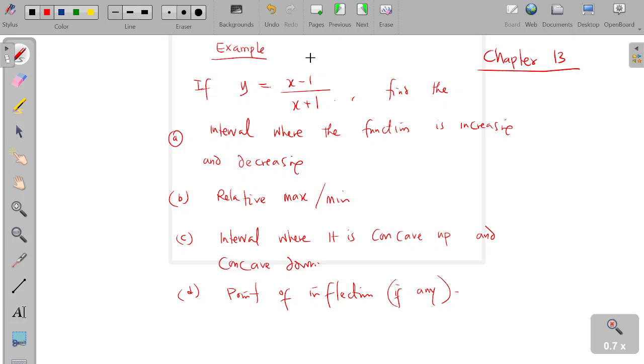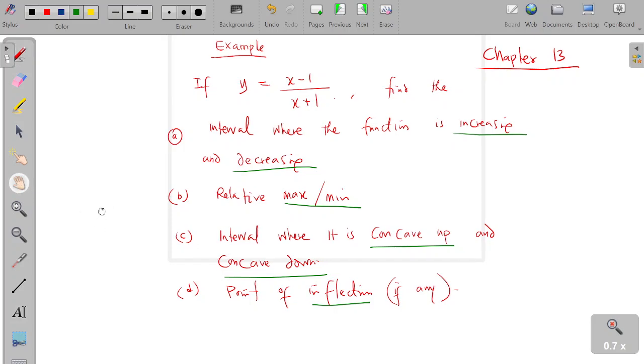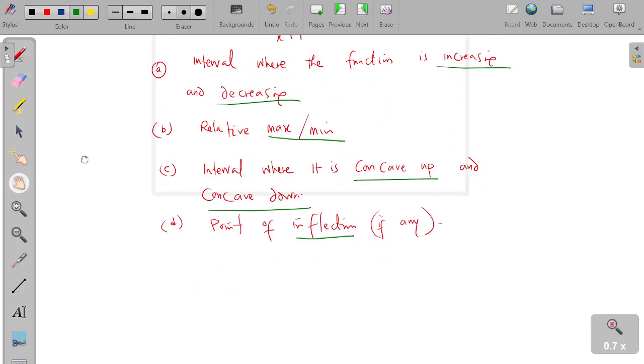So we are given this function y equals (x minus 1) all over (x plus 1). And then we are asked to find where the function is increasing or decreasing, to find the relative maximum or minimum, to find where it is concave up and concave down, and the points of inflection, if any. Okay, so let's go with that and see. That is the function.